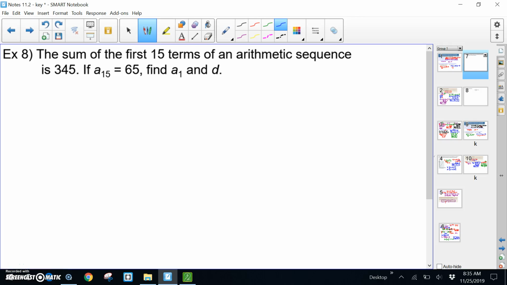Example 8, the sum of the first 15 terms of an arithmetic sequence is 345. If A15 equals 65, find A1 and D. So notice the things that they are giving us.